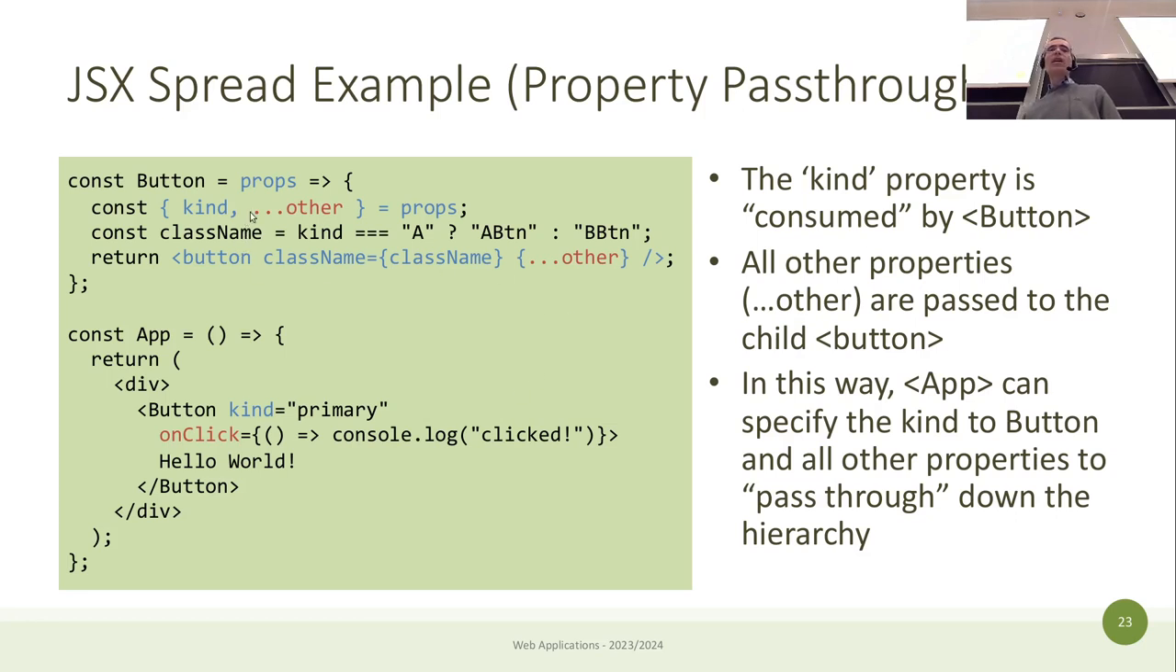You can use the spread also when you are receiving the properties, but this is JavaScript, okay? This is not JSX. The props are just a JavaScript object, so you can extract some properties from an object with the spread syntax of JavaScript. So you extract the property kind, and you put all the other properties in other, and you can pass the other to other components. Just extract a property from an object, pure JavaScript.